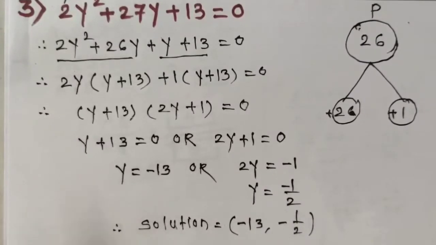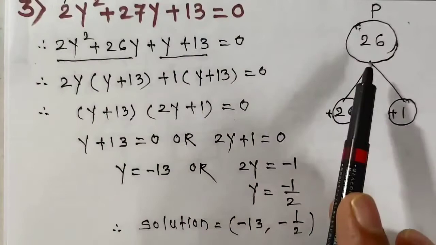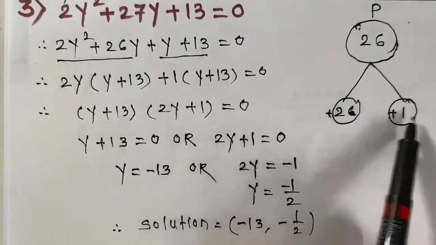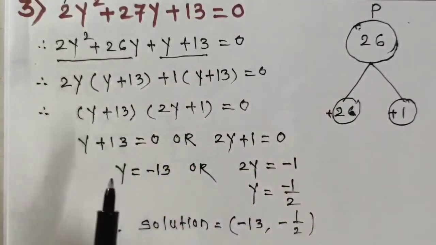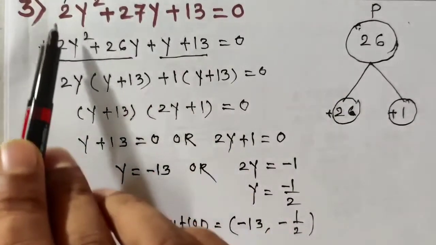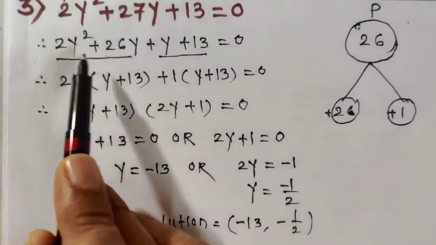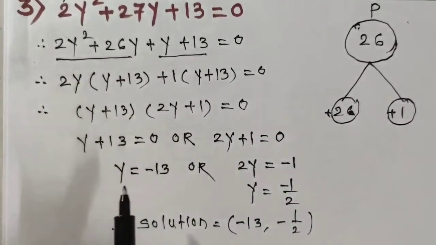Let us see that sum again. 13 2s are 26, positive sign, both the factors. 26 1s are 26 and 26 plus 1 is 27, the middle term. So split up the middle term; first term and last term are always the same in every sum. 2y square plus 26y plus y plus 13 is equal to 0.